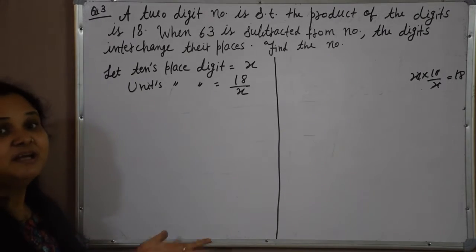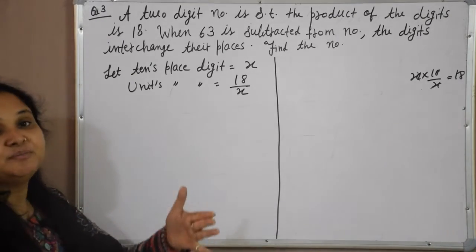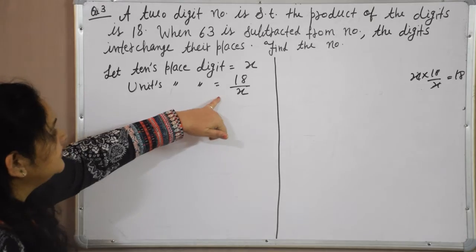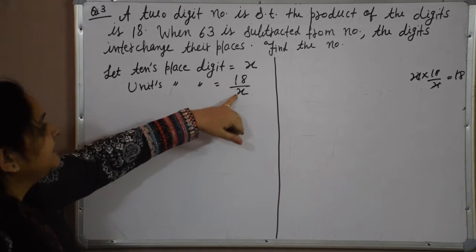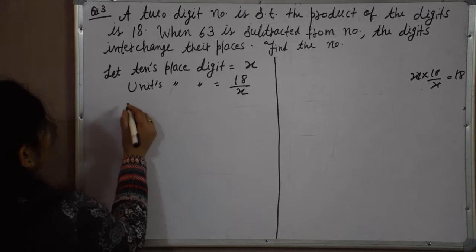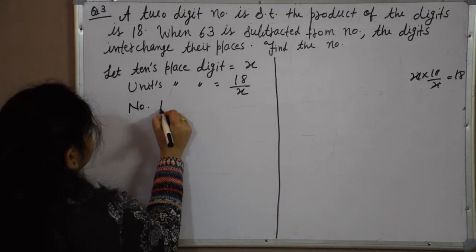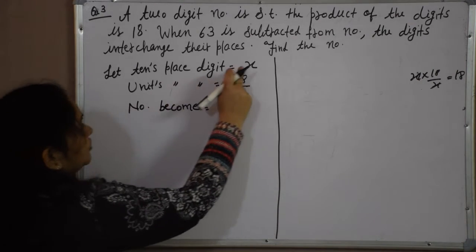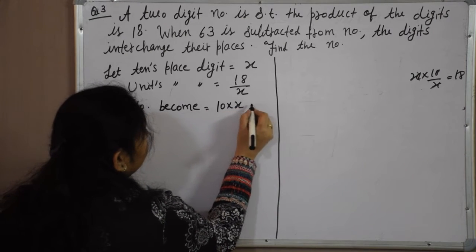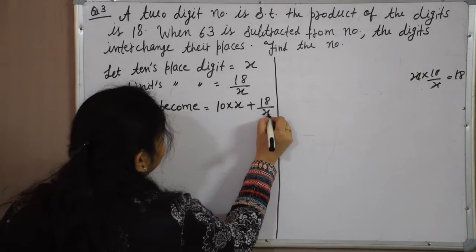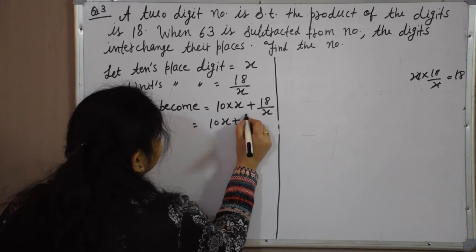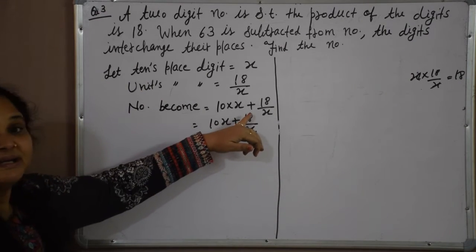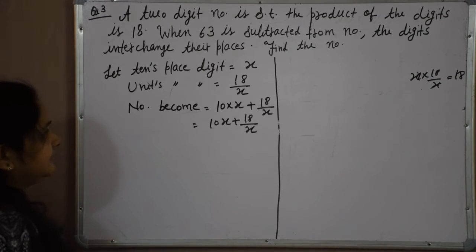Like in the previous example, where the sum of the numbers was given, one number we chose as x, so the other number was 15 minus x. But here it is the product, therefore we will take the units place as 18 by x. So the number becomes, in this type of question we have to find a number. What we will do? We will multiply the tens place digit by 10 and add the units place. So it becomes 10x plus 18 by x. Our number becomes like this.